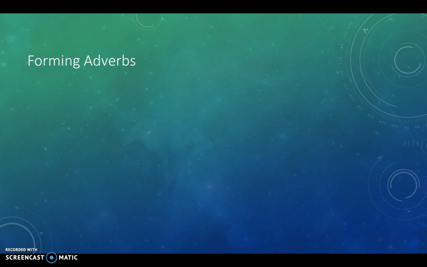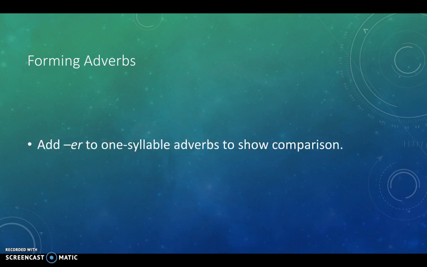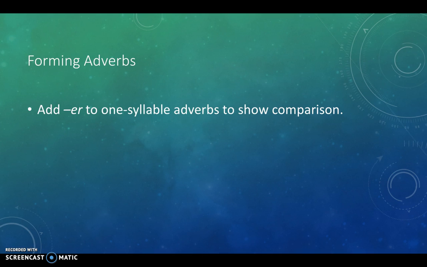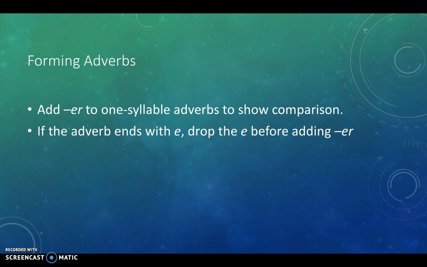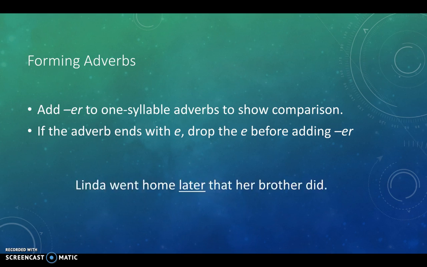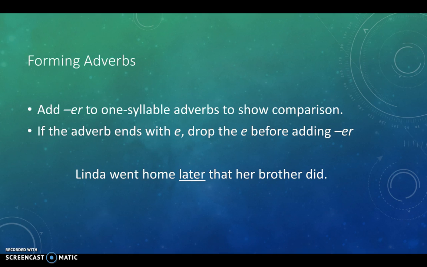Today is going to be just a reminder of how to form adverbs. Add er to one-syllable adverbs to show comparison. If the adverb ends with e, drop the e before adding er, otherwise your spelling is going to be all weird. So for example, Linda went home later than her brother did. The adverb is later, because it's comparing when Linda went home to when her brother went home.